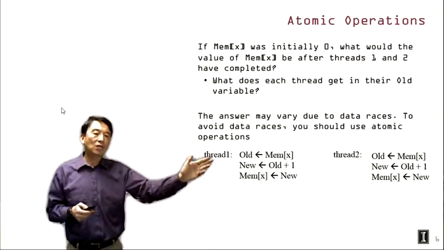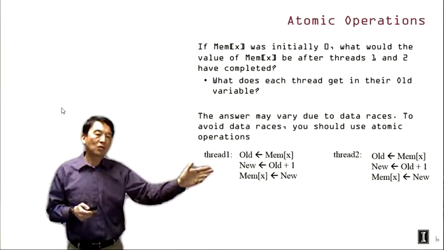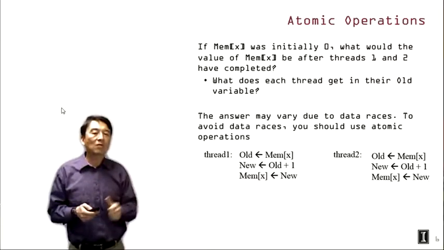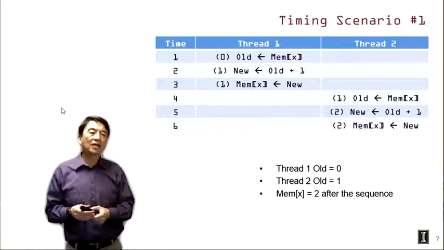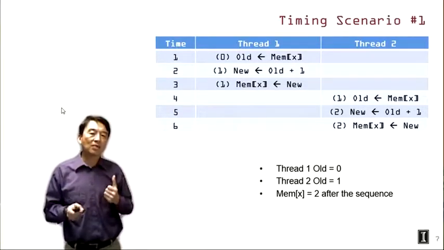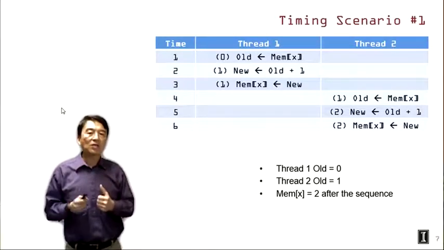Thread 1 wants to read from the memory location into its register variable old, and then you add 1 to that old value to generate a new value, and then you write that new value into the memory location X. Thread 2 also does the same thing. So now we can analyze some timing scenarios and see if these scenarios are reasonable or not reasonable.